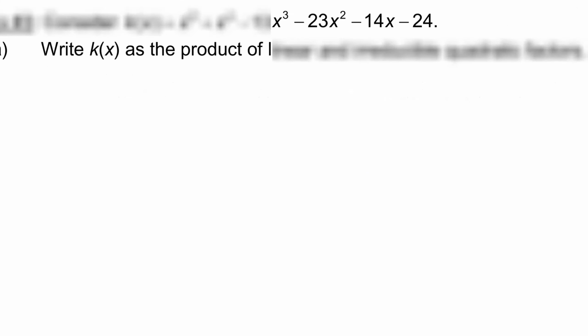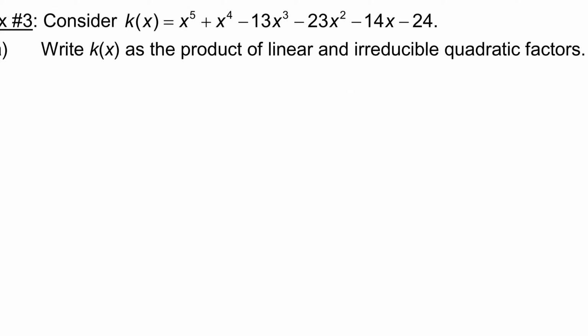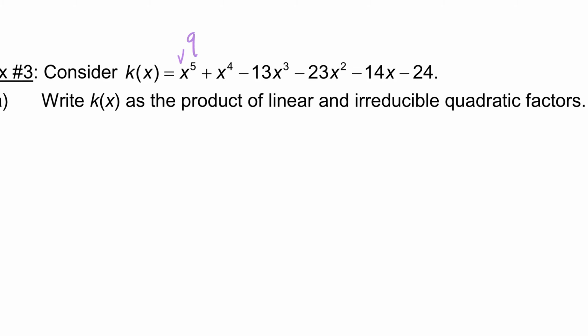Consider this polynomial, write it as a product of linear and irreducible quadratic factors. So, the first thing we're going to do is list out all the possible rational roots. So, this is my Q, this is my P. Since Q is 1, that's the coefficient, the only factors for 1 are positive 1, negative 1. So all I have to do is list out all the factors of 24.